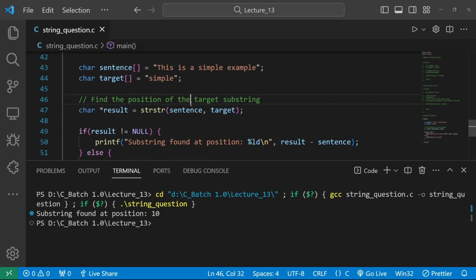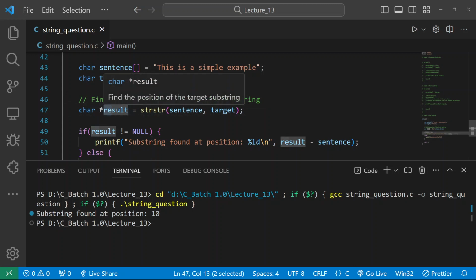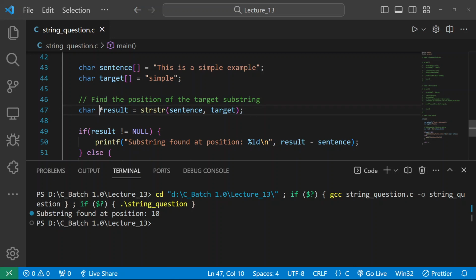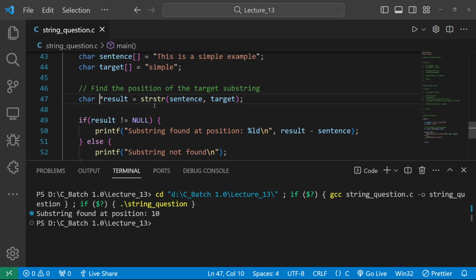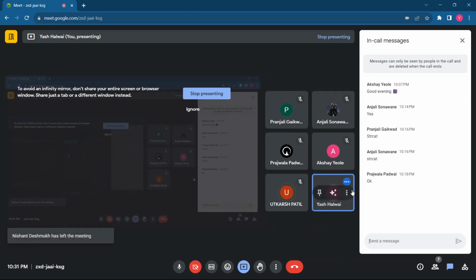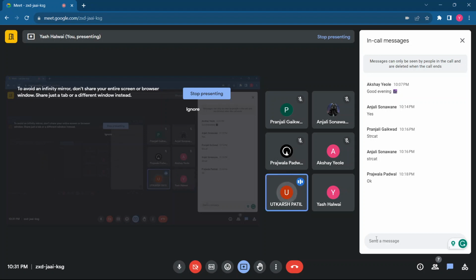So yeah, I hope this question is clear, but if you don't understand the concept, yes or no? Hope all the students understood about the str. Yes or no? Yes. Are you able to understand str? Please repeat. Okay, I am repeating. Okay, see.